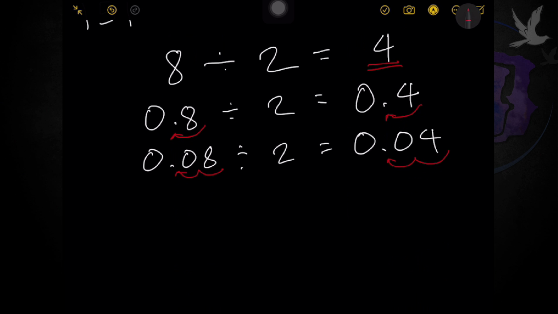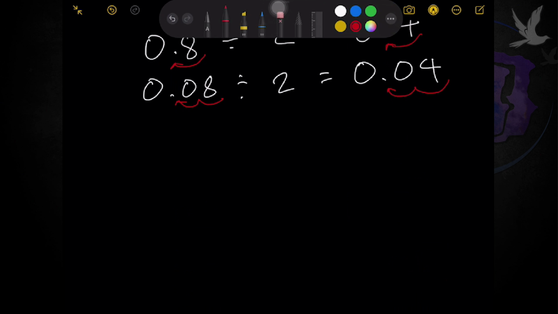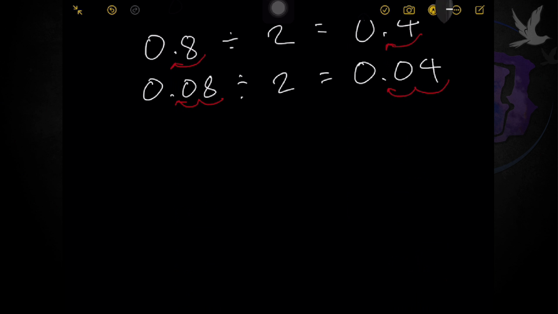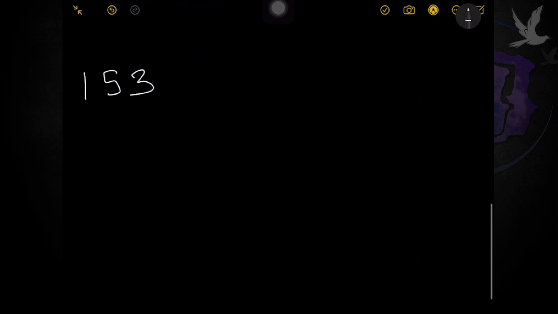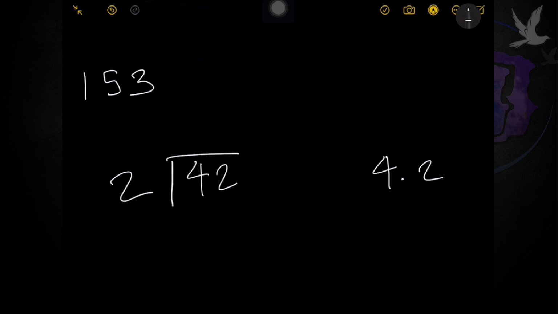Okay, so for page 153, this is where dividing with decimals comes in, which I was not able to include in the video last time. This is for page 153, dividing with decimals. Okay, let's try. Let's say we have 42 divided by 2, and we have 4.2 divided by 2.